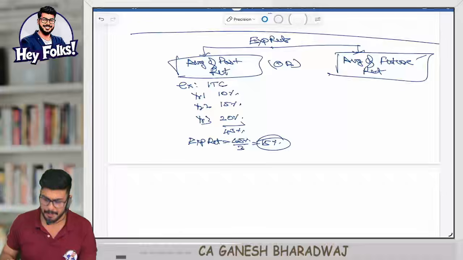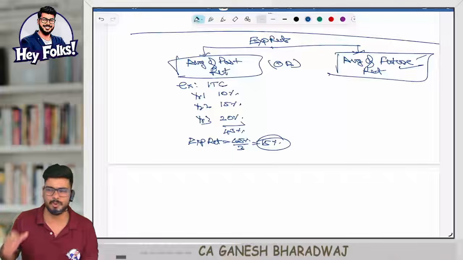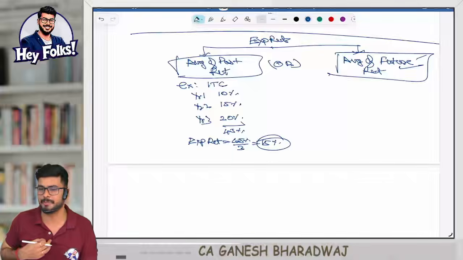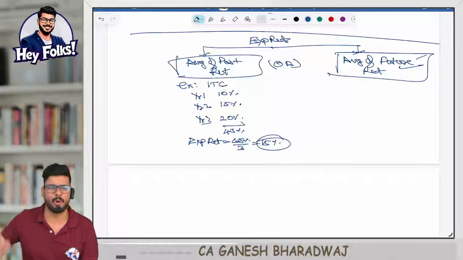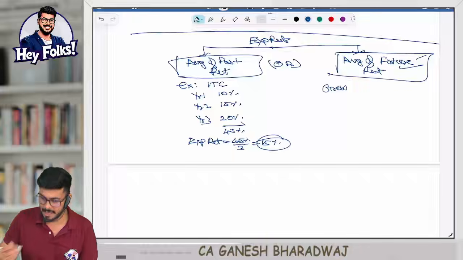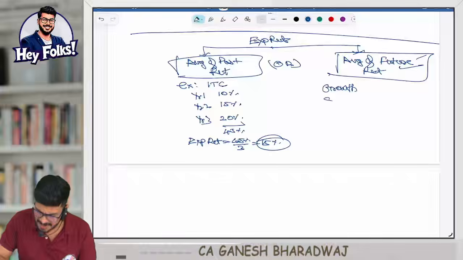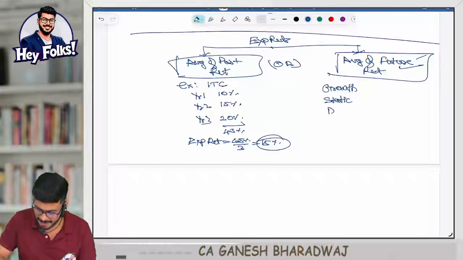Right, guys? Now, in the next year, what is the return that I can expect? For the purpose of average of future returns, we need to use the concept of probability. Now, let us say next year there can only be three possible scenarios. The market can either grow, or the market can remain static, meaning neither growth nor a decline, or in the next year, there can be a decline.